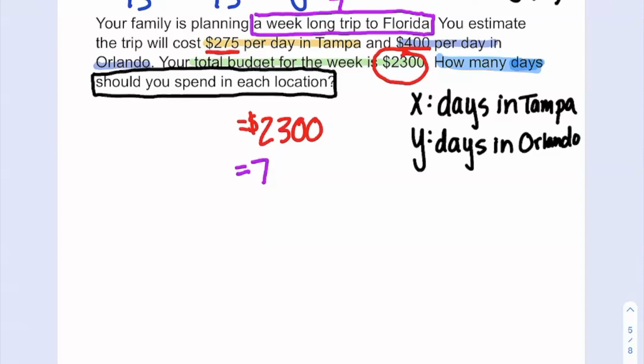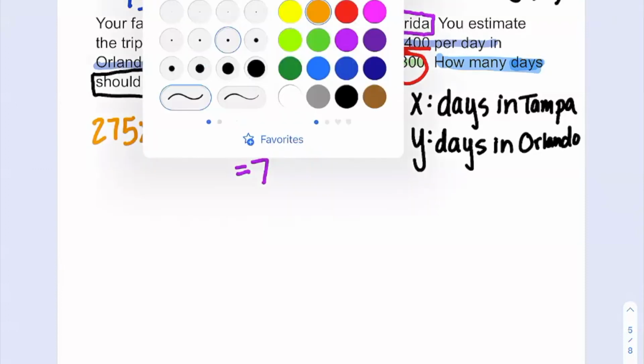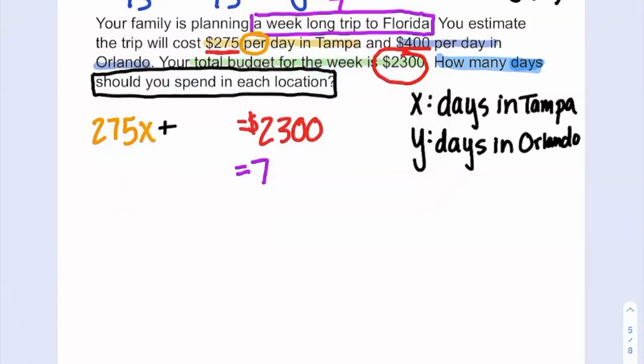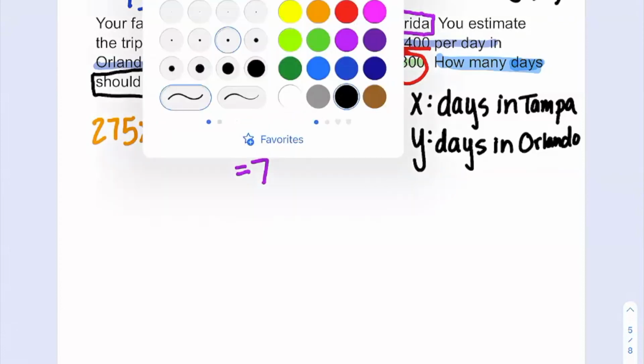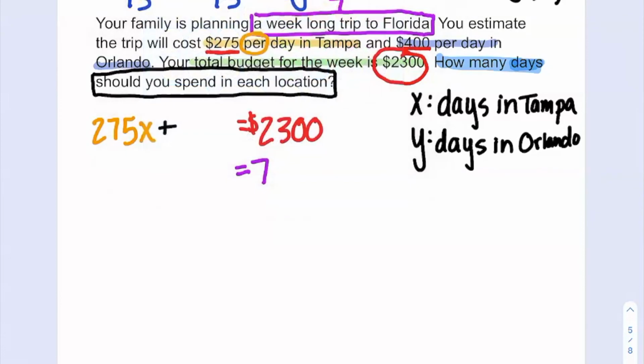So days in Tampa, well, how much does it cost per day in Tampa? $275. Per, we know, is multiply. So times X plus how many days, how much does it cost to spend one day in Orlando? $400 per day, so multiply by days in Orlando.